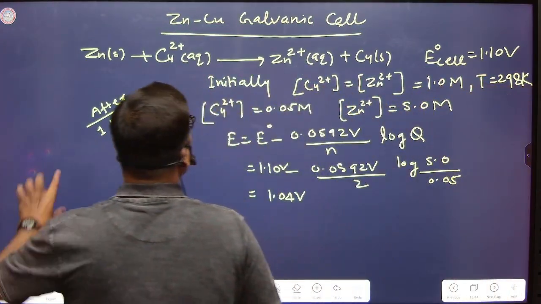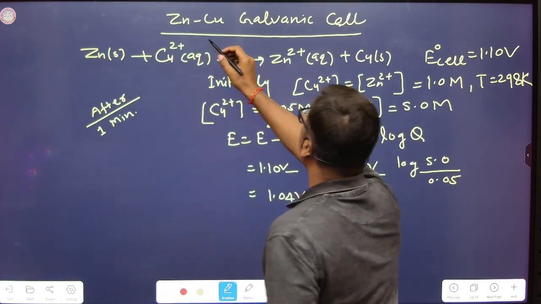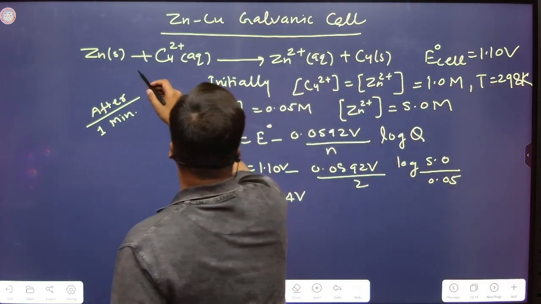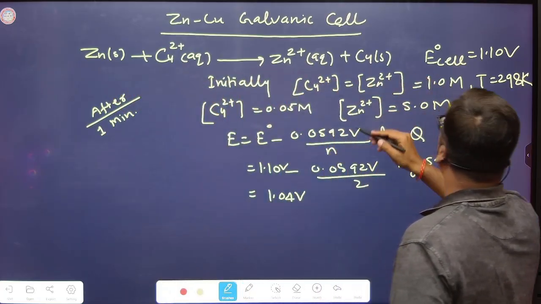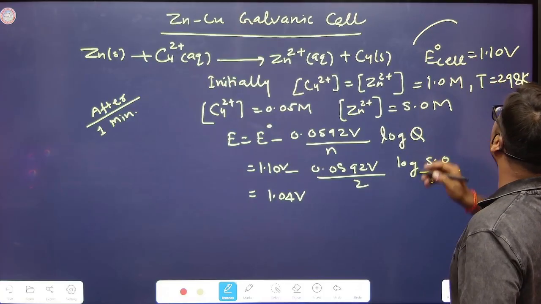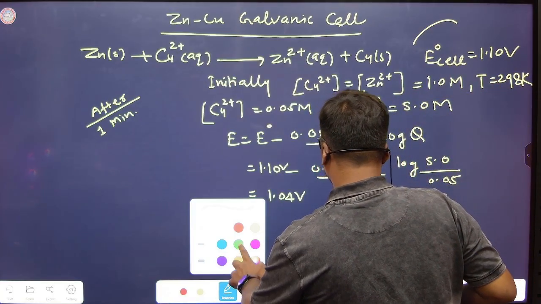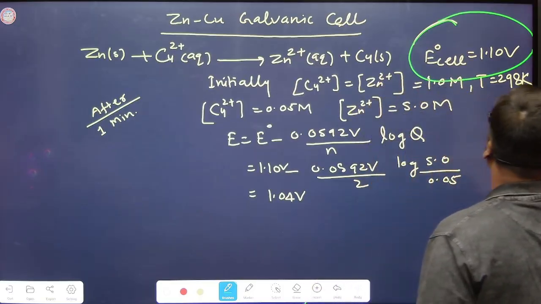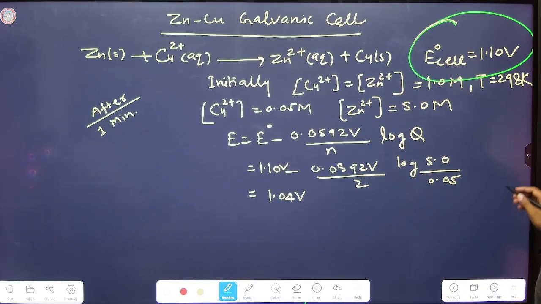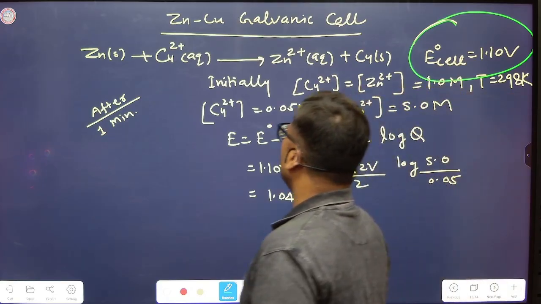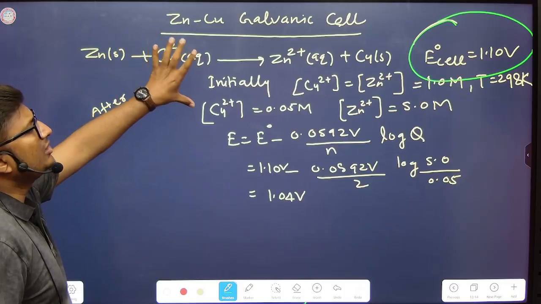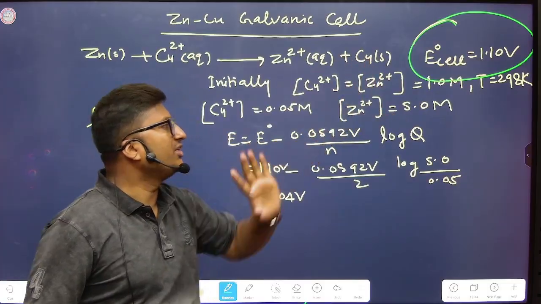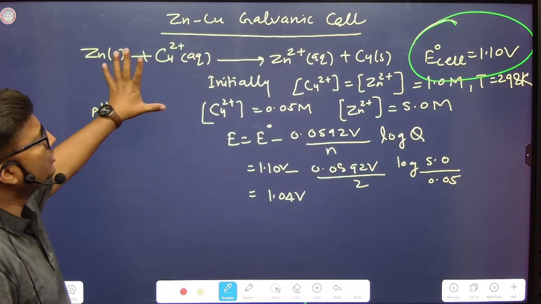Now you can see this is the example of the zinc copper galvanic cell, or Daniell cell. The complete cell reaction is like that, and this is the standard cell potential. E naught cell is equal to 1.10 volt. It means the reaction is spontaneous because E naught cell is a positive quantity, so it is clear.